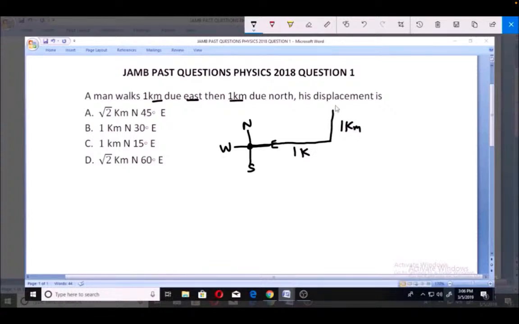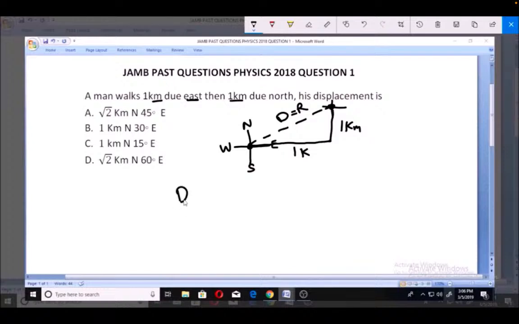Then it is asking us the displacement. So we also pick the cardinal point, the reference point of this north. So he has moved from here down to this place. So what is the displacement? Displacement is the actual distance from where he started down to where he stopped. So this is the displacement D, also known as the resultant. Because this is the total distance, you can also take this straight to this point instead of walking 1 kilometer down here, then from here 1 kilometer here. So this D is what we are required to find. So how do we find this D?